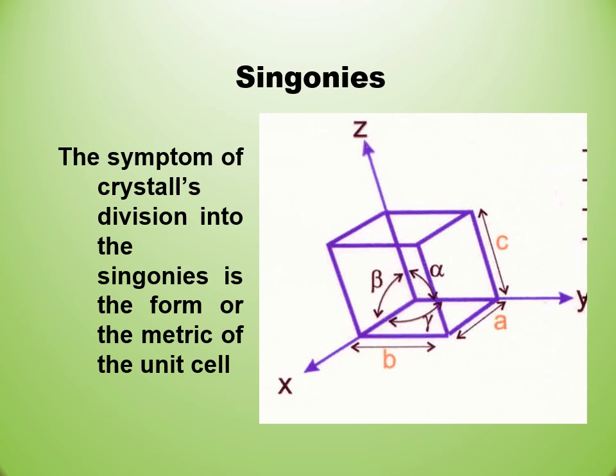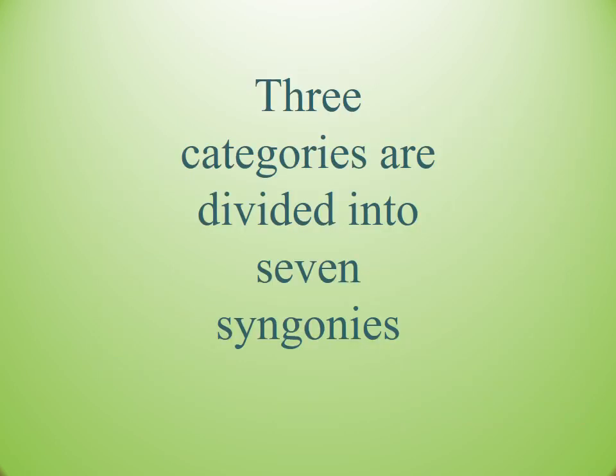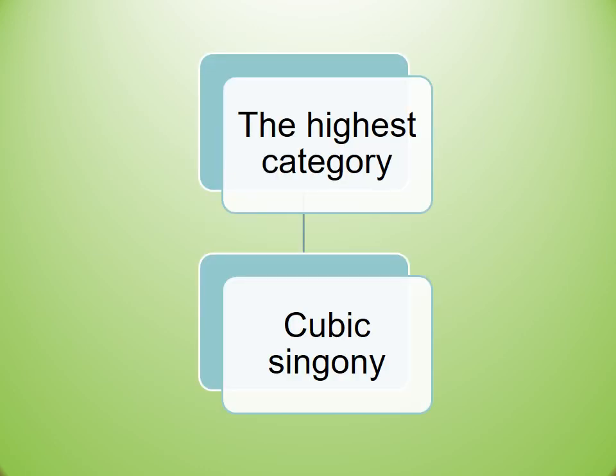They are the elements: translations A, B, C, and the set of the angles between the coordinate axes alpha, beta, and gamma. Classification of crystals by crystal syngonies is determined by selecting the crystallographic coordinate system, or in other words, by an elementary cell. It is the so-called metric.